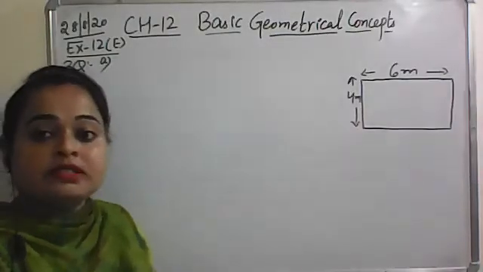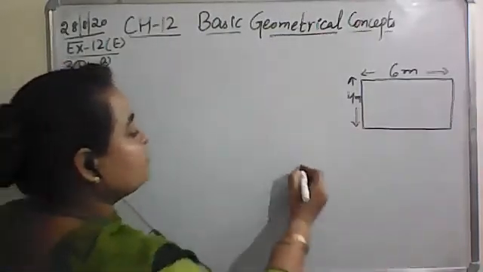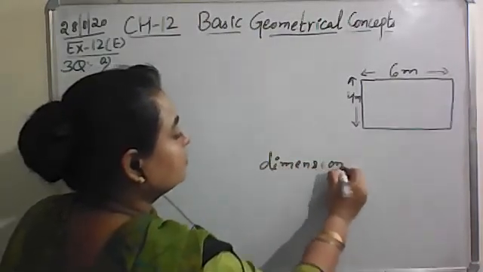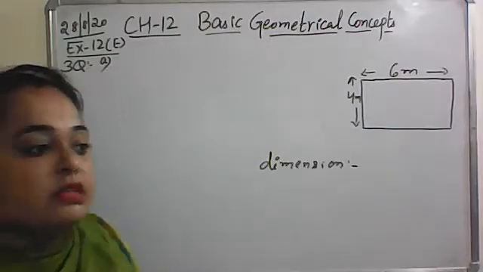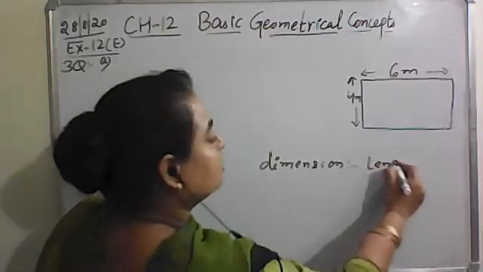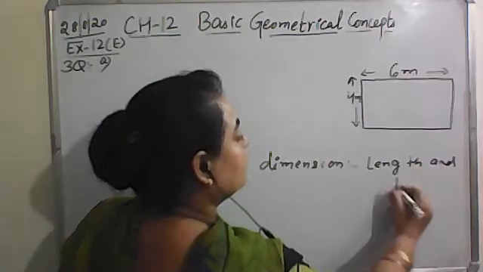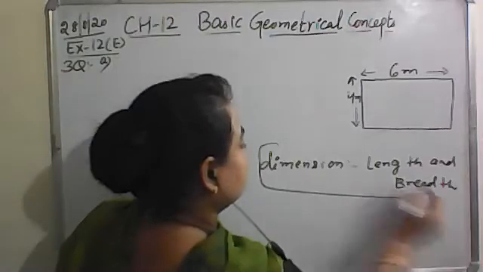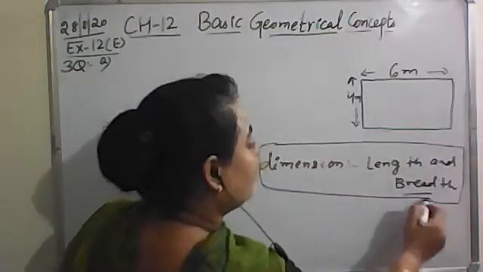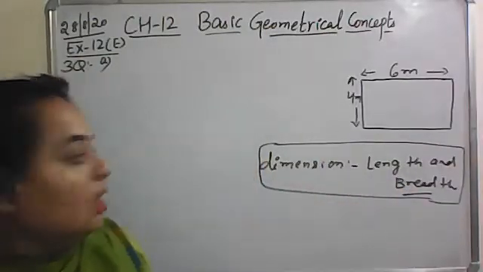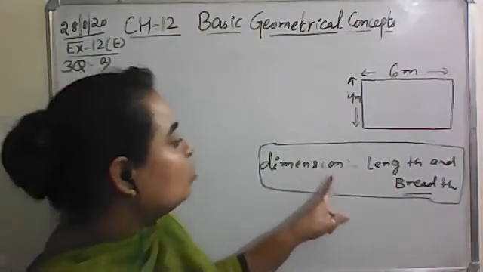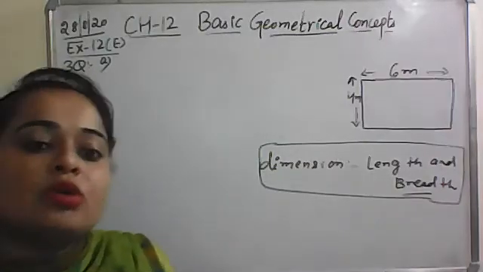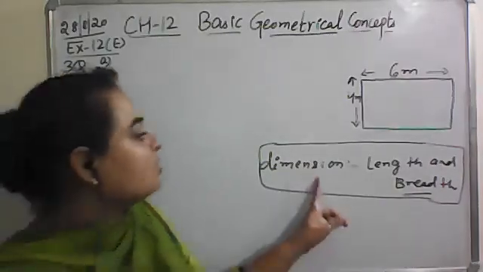Dimension. Now, listen to me very carefully. What is the meaning of dimension? Note down in your notebooks. The word dimension is used for length and breadth, and whenever we have height, then height also comes in the category of dimension. So this is the meaning of dimension.